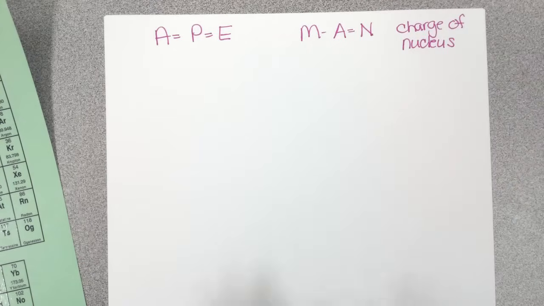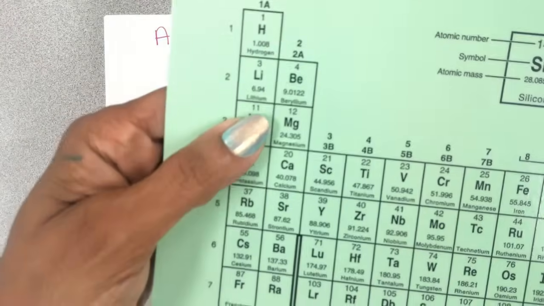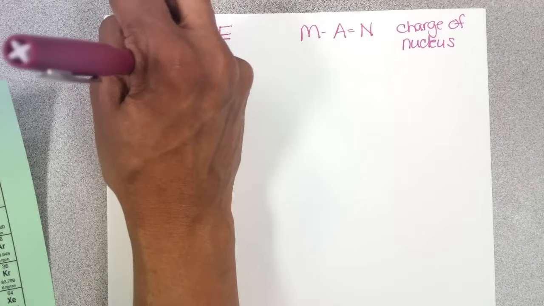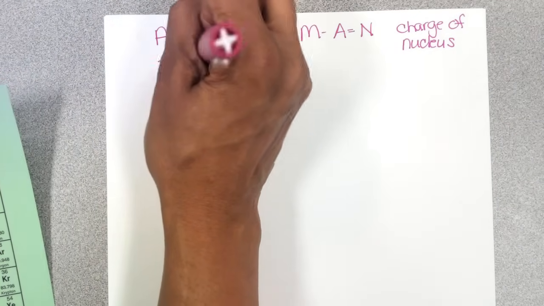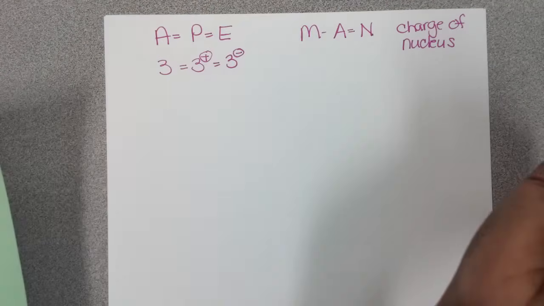Okay, so the first element we're going to do is lithium. Lithium is right here. It has an atomic number of 3. So my atomic number is 3. That means I have 3 protons that are positive and 3 electrons which are negative.